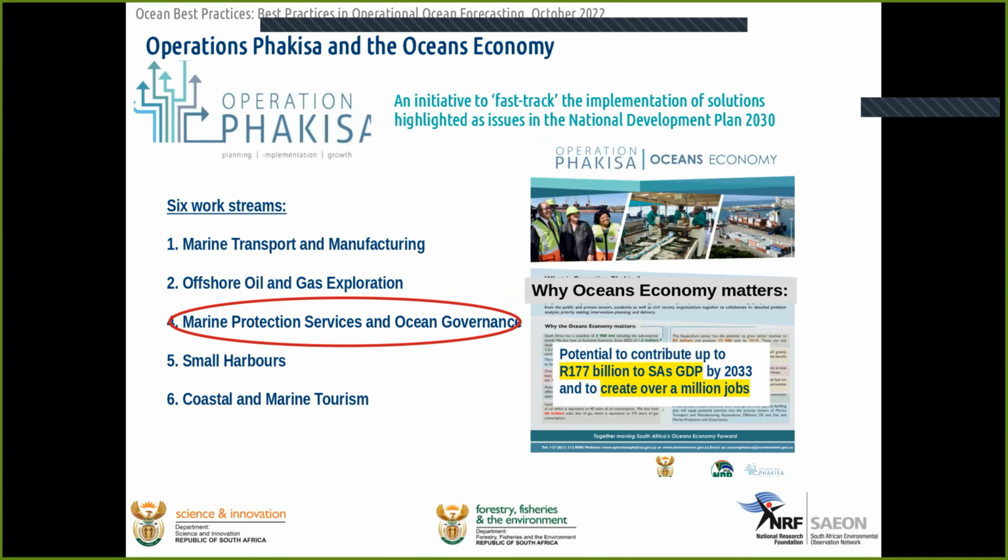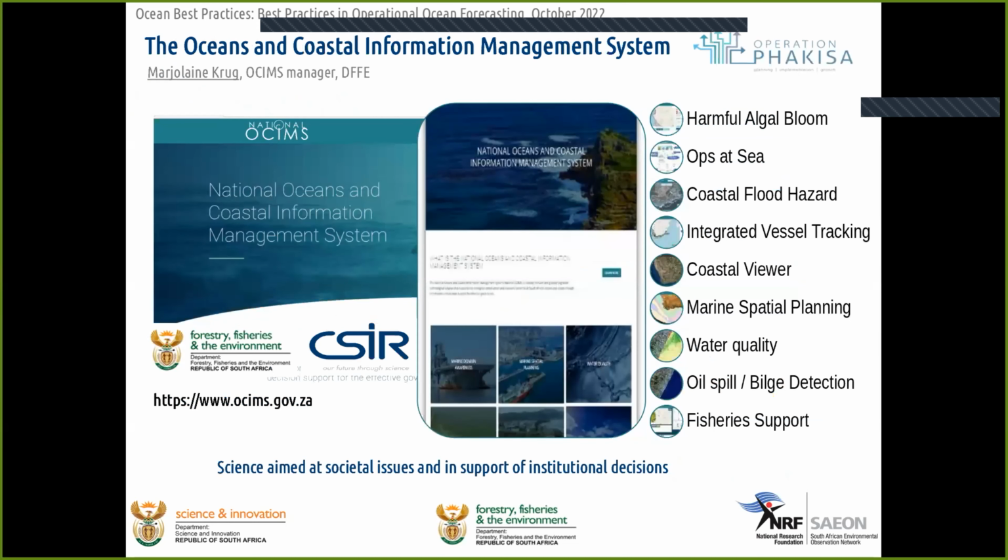So given this ongoing and ever increasing exploitation of the marine environment, our Department of Forestry, Fisheries and the Environment, or DFFE, sits squarely in this Marine Protection Services and Ocean Governance workstream, which is designed to ensure that any exploitation is sustainably governed. So to this end, the DFFE, in collaboration with the CSIR, developed the National Oceans and Coastal Information Management System, or OCIMS. It is a portal that provides customized decision support tools for various stakeholders for effective governance of South Africa's oceans.